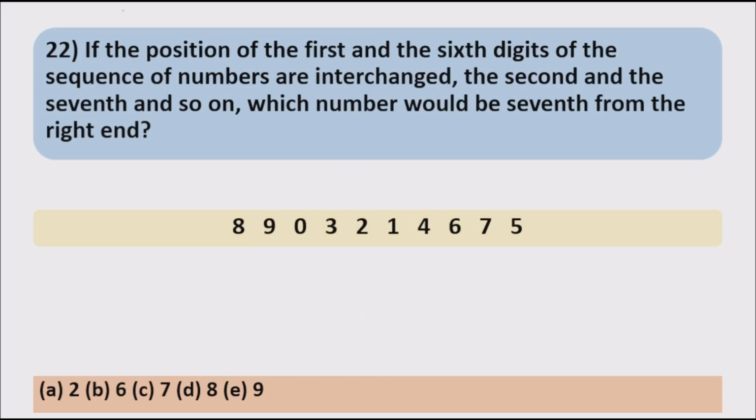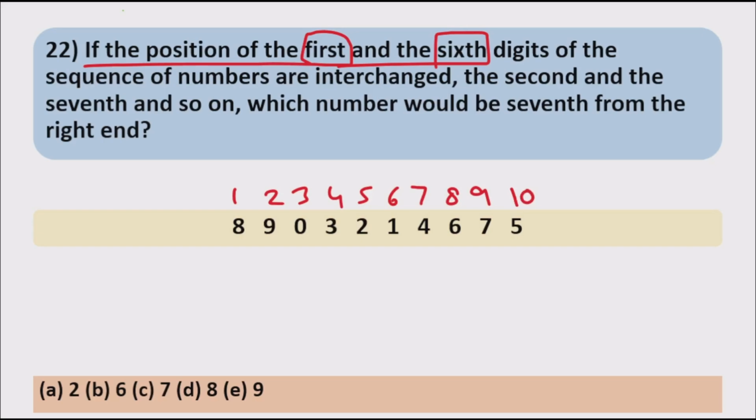Okay, if the position of the first and sixth digits of the sequence of numbers are interchanged, the second and the seventh, and so on, which number would be seventh from the right hand? Okay, so if the position of first and sixth, so let's write the positions here, 3 4 5 6 7 8 9 and 10, numbers we have. First and sixth is changed, then second and seventh is changed.